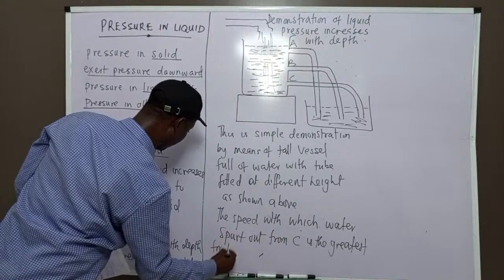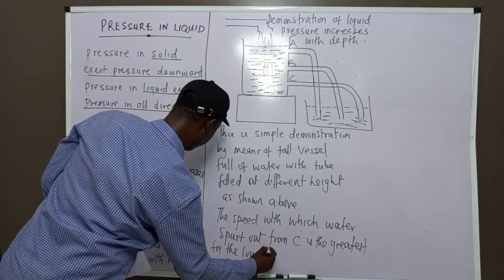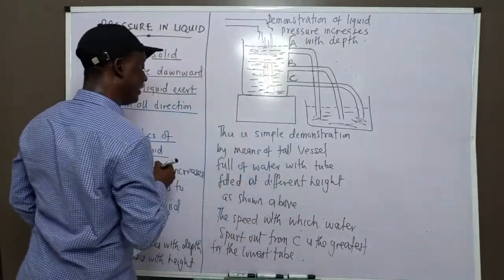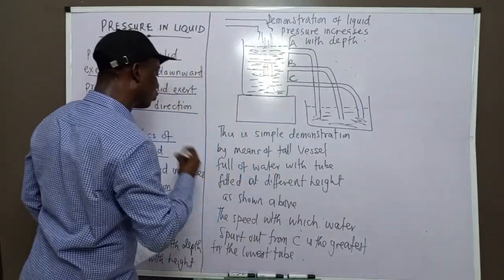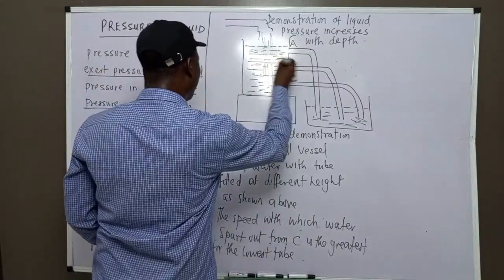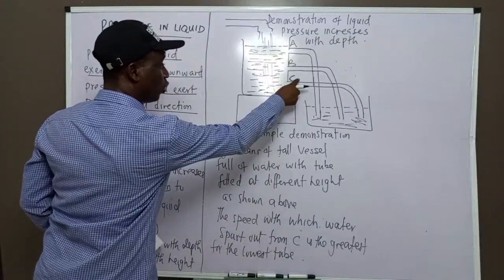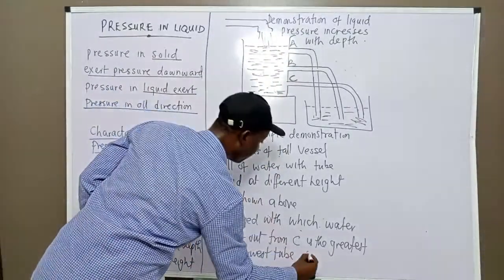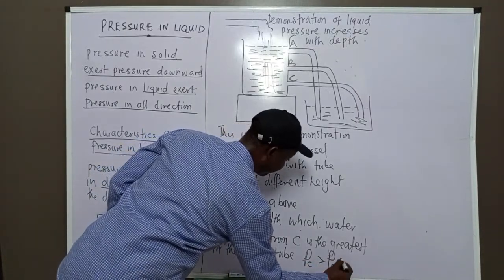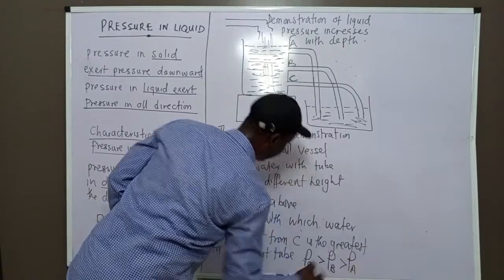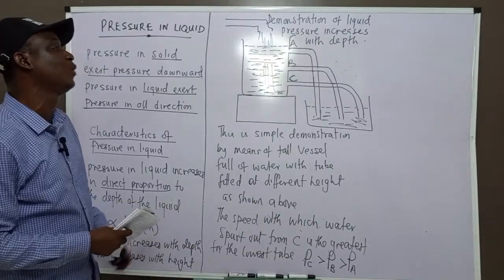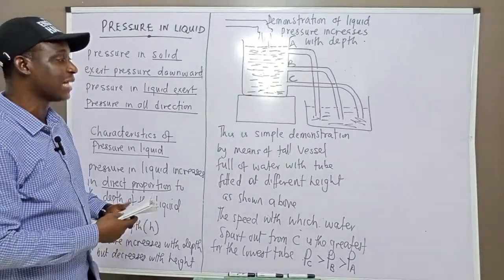For the lowest tube, that means the tube at this point C, the speed at which water spurts out from there is the greatest. That means that C produces a pressure that is higher than B. The pressure of C is greater than the pressure of B, which is greater than the pressure of A. So pressure increases with depth and decreases with height.